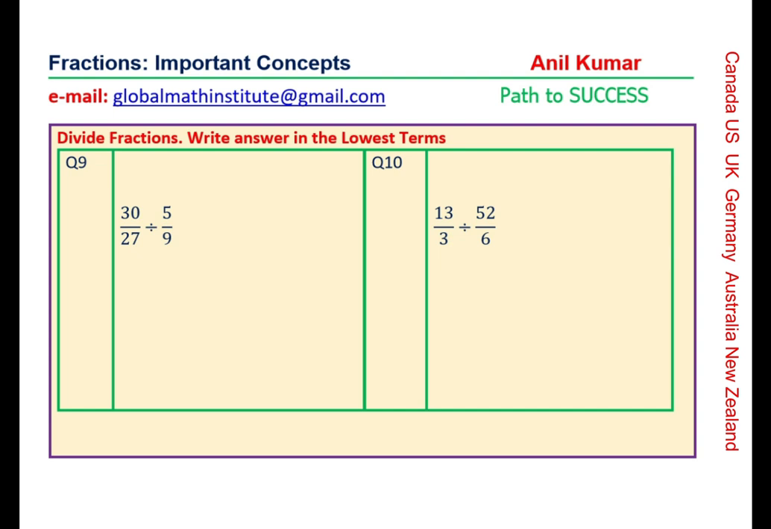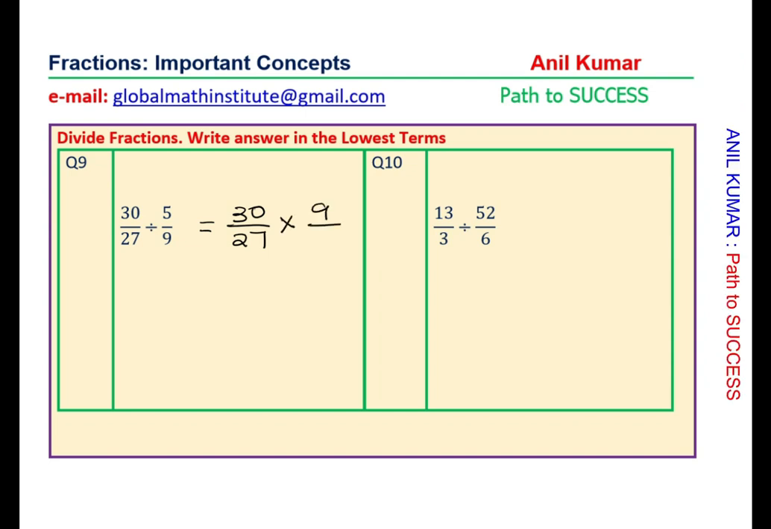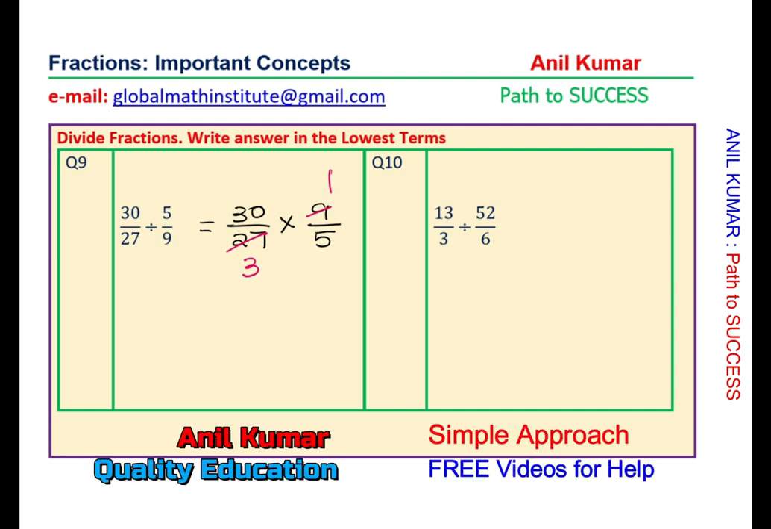30 over 27 divided by 5 over 9. First step, 30 over 27, leave it as such, right? Now the divisor, which is 5 over 9, right? Multiplication statement, flip it, 9 over 5. Simplify, correct? 9 times 1 and 9 times 3. You simplify by crossing out the common factors, and 5 times 1 is 5 and 5 times 6 is 30.